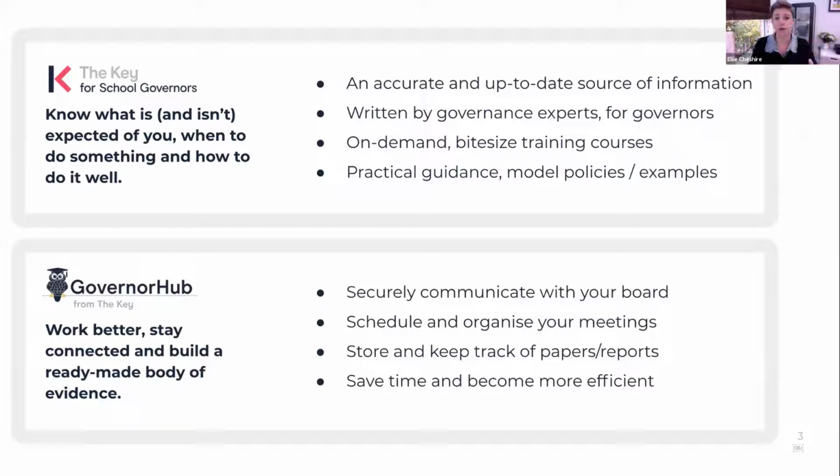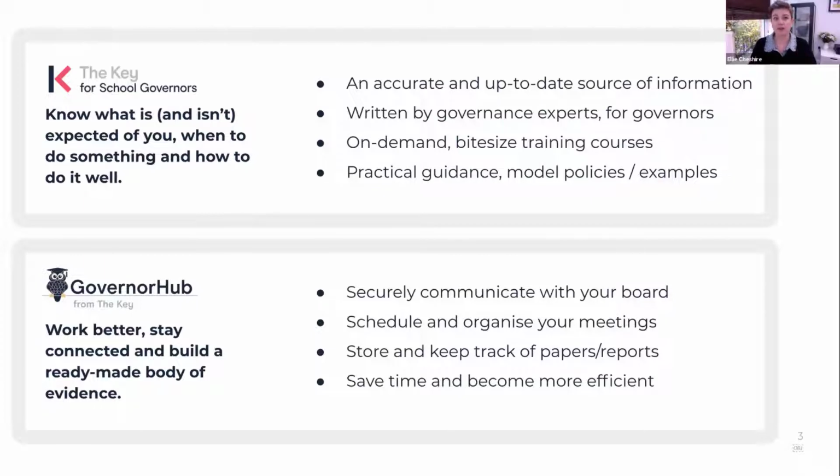Now, you're all Key for School Governors users. You know what the product is, but I just wanted to lay out the differences between the two products and how they work together. The Key for School Governors is about giving you the knowledge you need to do what you want, to feel confident, to know that you're effective and doing the right thing at the right time. Forgive me for reading from a slide. It's to ensure that you know what is and isn't expected of you, when to do something and how to do it well. It's the information behind everything you do.